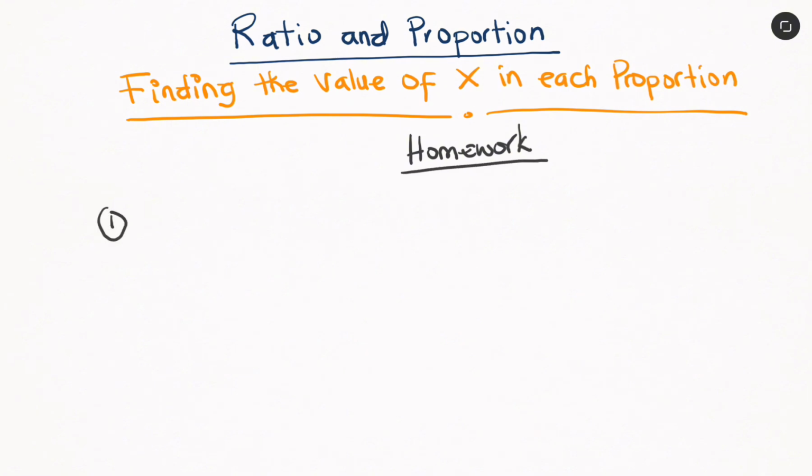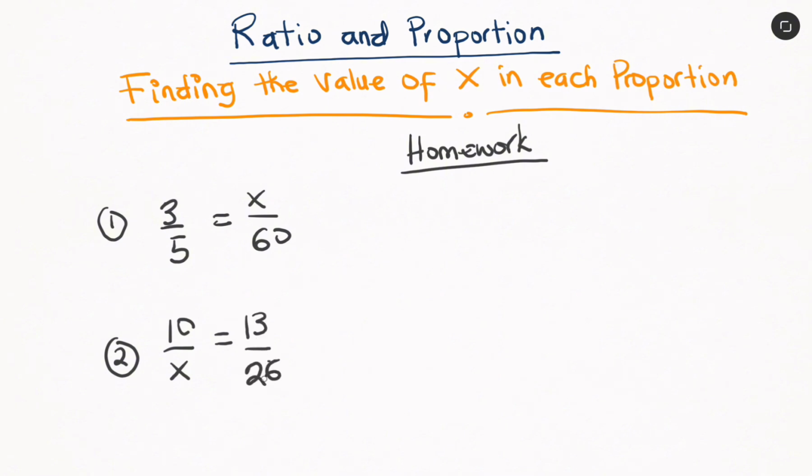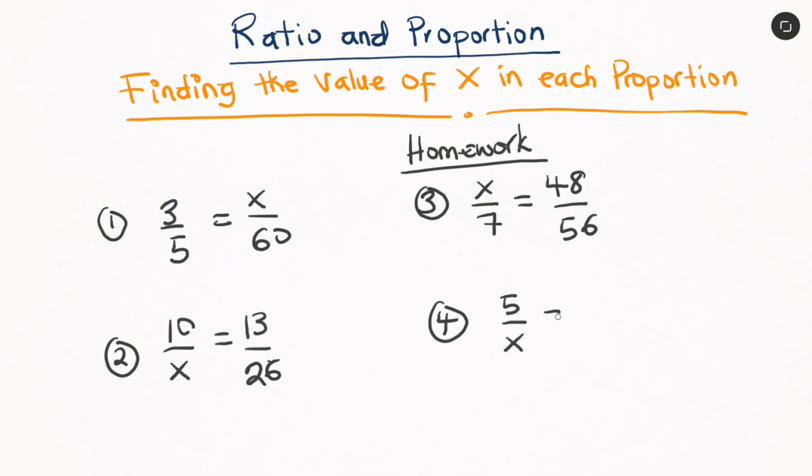Okay, so we have 3 over 5 is equal to x over 60. Number 2, 10 over x is equal to 13 over 26. Okay, so number 3, x on 7 is equal to 48 on 56. And then number 4, we have 5 on x is equal to 10 on 22.